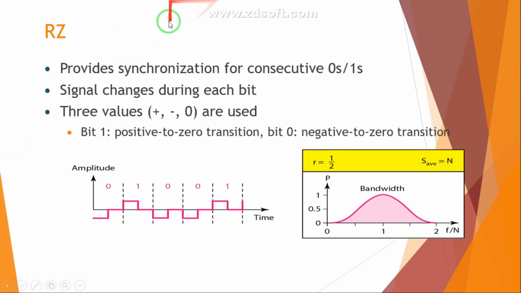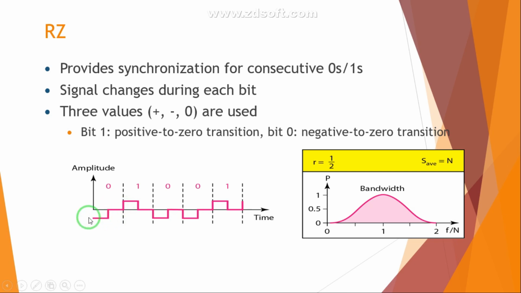So in order to overcome those disadvantages, we are studying RZ, that is return to 0. Return to 0 is going to provide you the synchronization for consecutive zeros and ones. Return to 0 in the sense, what it means, guys, is that the signal, during the half bit interval, is going to make a transition. It returns to 0.